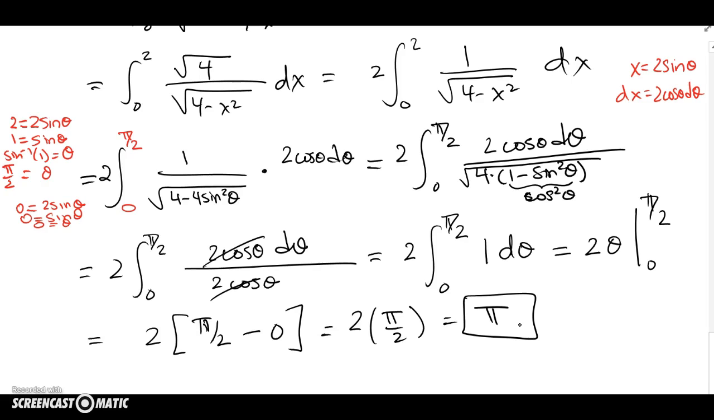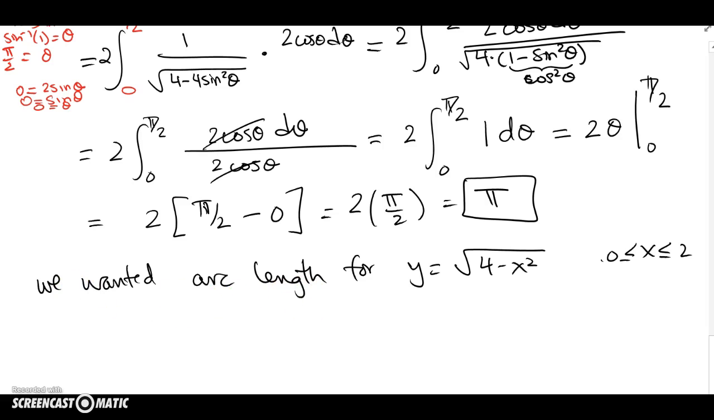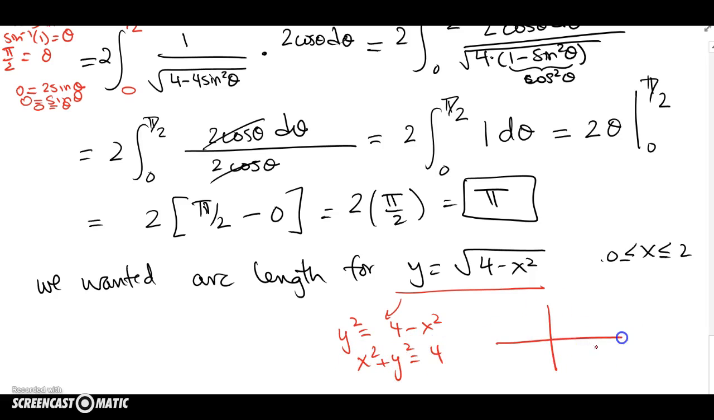What were we really interested in? We wanted the arc length for this guy over 0 to 2. Well, we should be familiar with what the shape of this really is. This is a semicircle. This really comes from, if I were to square both sides, this is really y squared equals 4 minus x squared, and if I move the x squared to the left, I'm simply looking at a circle of radius 2, centered at the origin, if I were to clean up that curve that I was looking at.